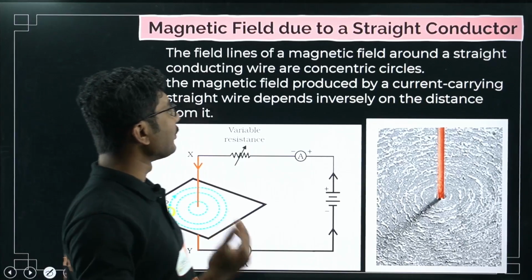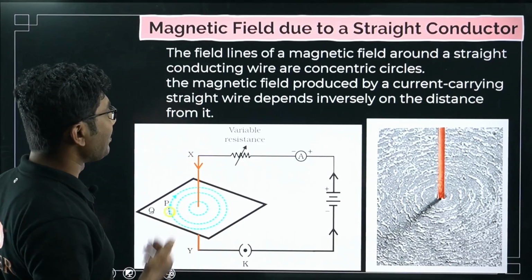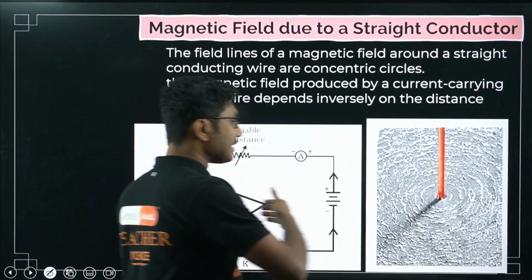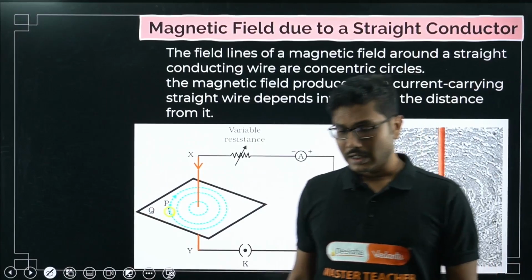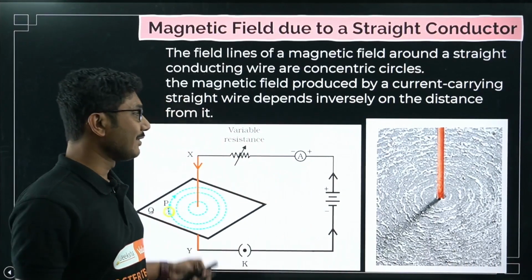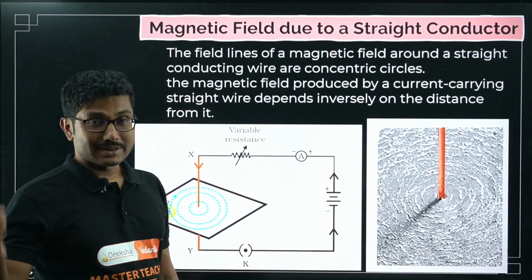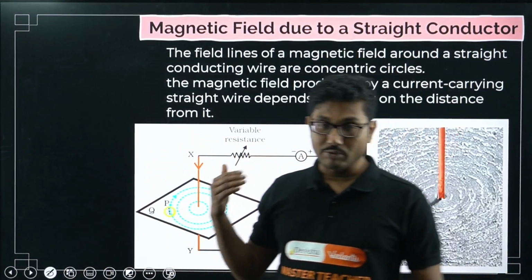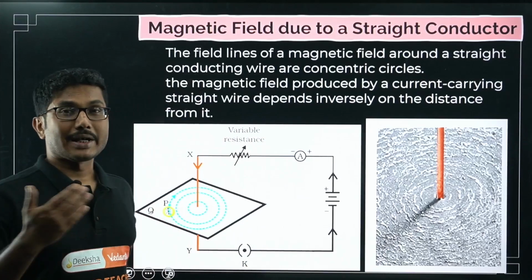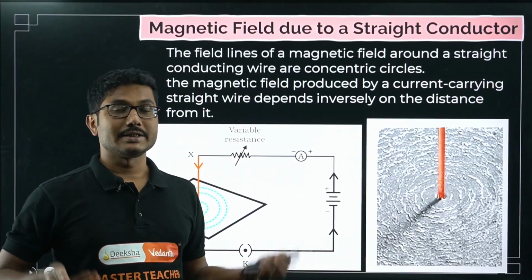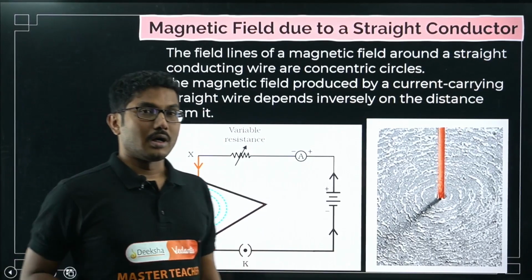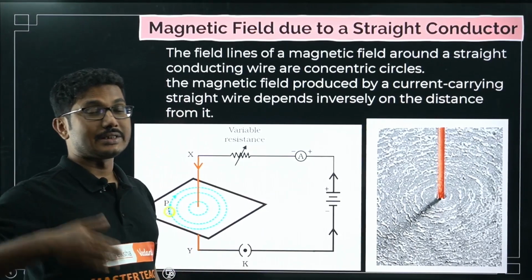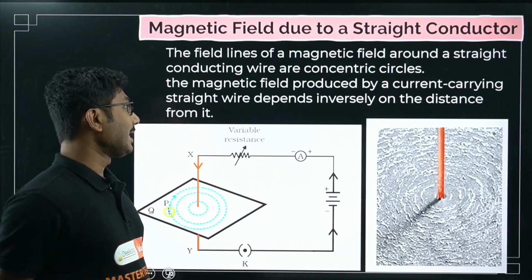The magnetic field produced by a current carrying straight wire depends inversely on the distance from it. So this is also very important. As you are moving away from the conducting wire, the magnetic field strength decreases inversely with the distance. There was a question in the previous year section. If you have watched my PYQ section, there was a question: how does magnetic field strength change as you are moving away from the conducting wire? So as you are moving away from the conducting wire, it decreases inversely with the distance, right?